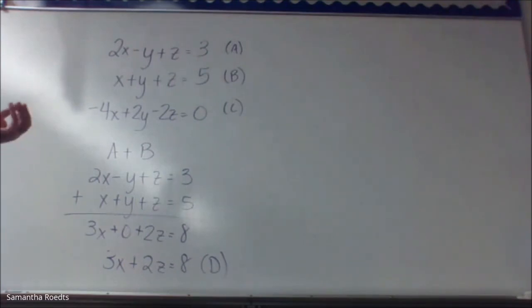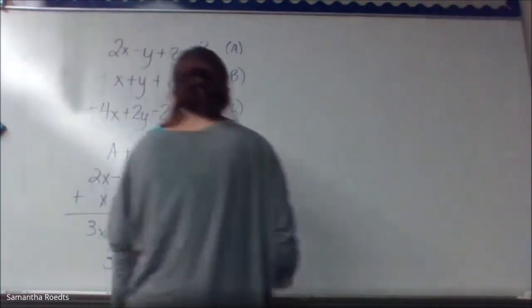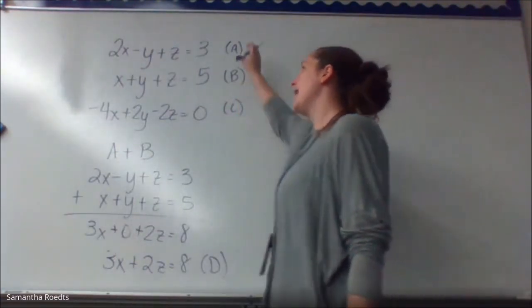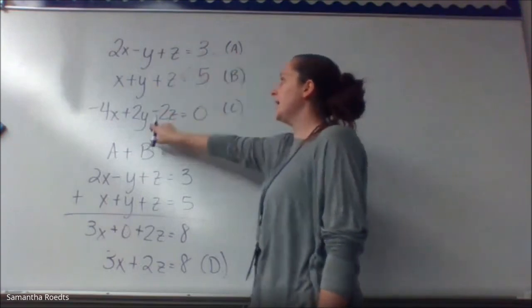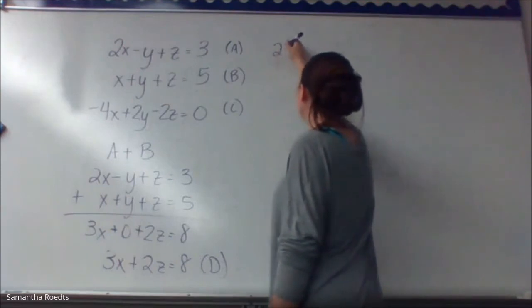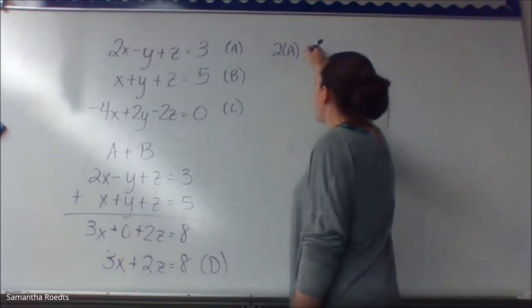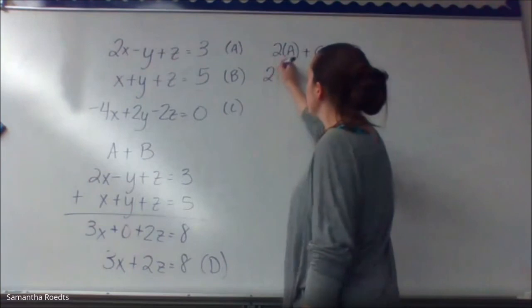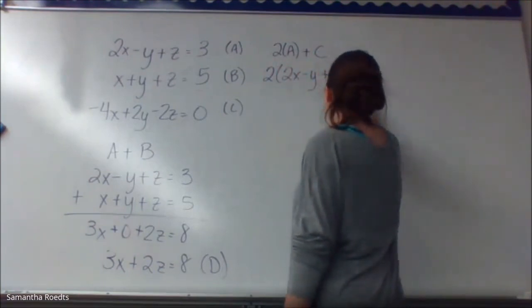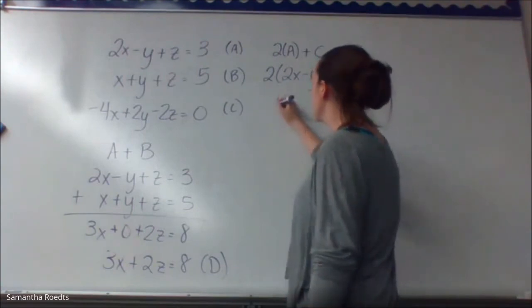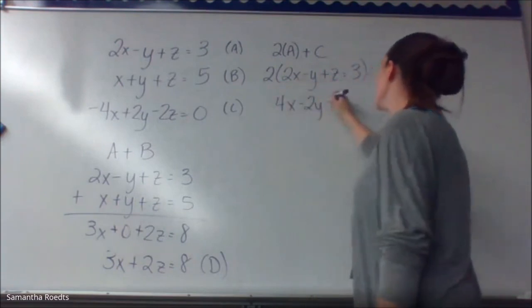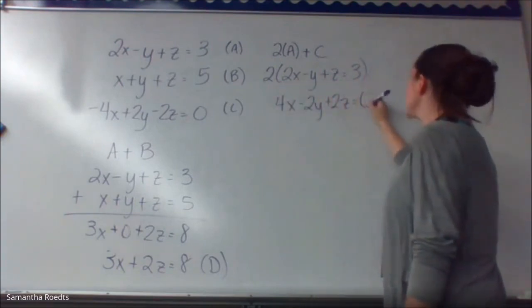I also want to get rid of y. I do notice that if I multiply A times 2, I can cancel out the y with C. So I'm going to do 2 times A plus C. I'm going to do 2 times A first. So 2 times 2x minus y plus z equals 3. 2 times 2x is 4x, 2 times negative y is negative 2y, 2 times z is 2z, and 2 times 3 is 6.